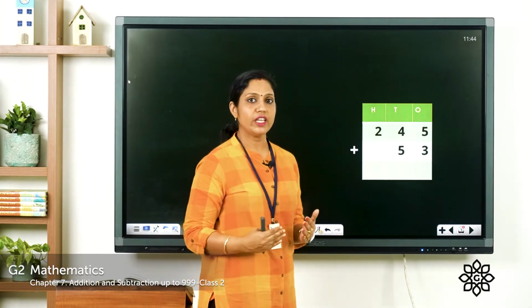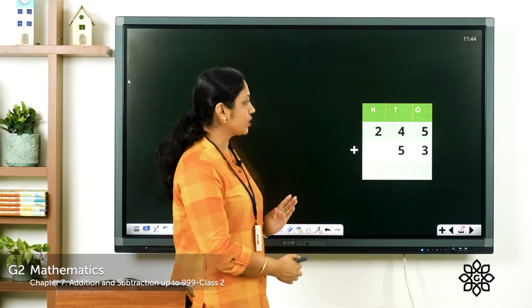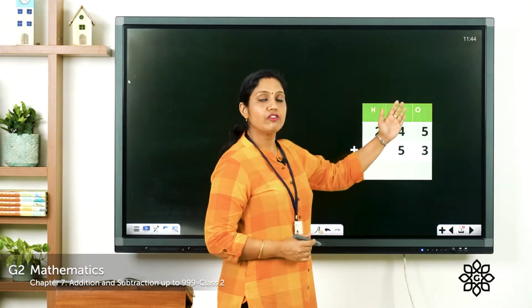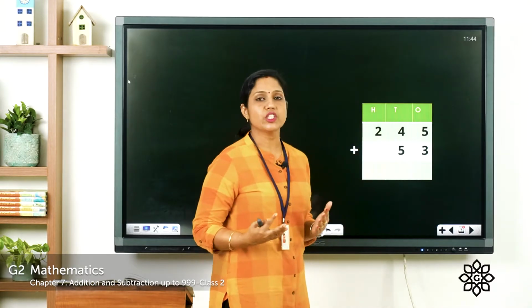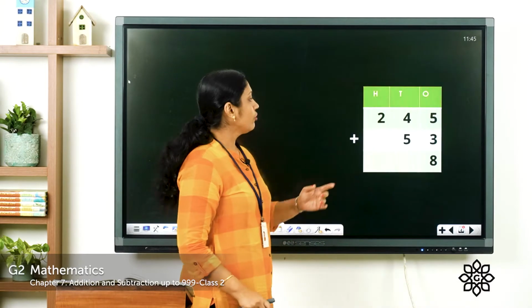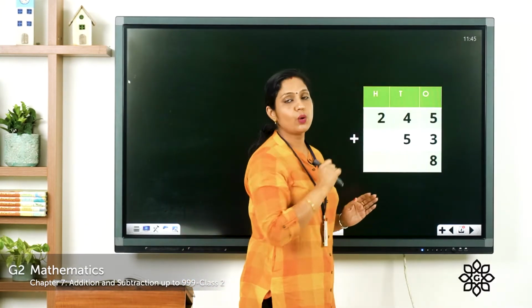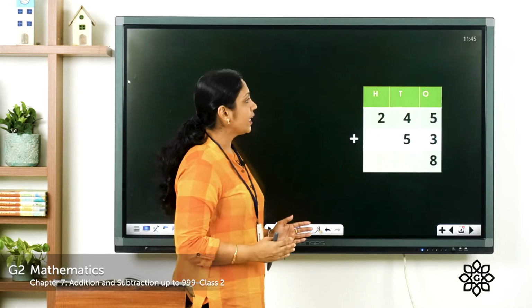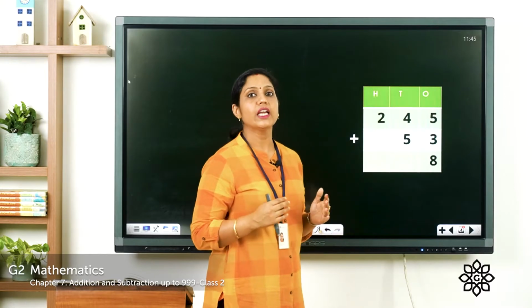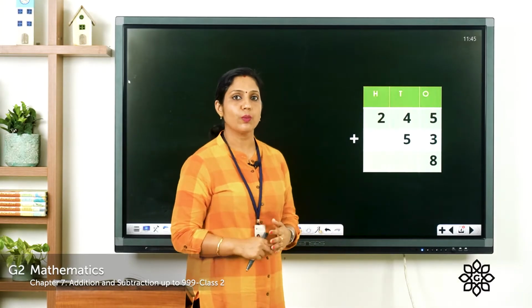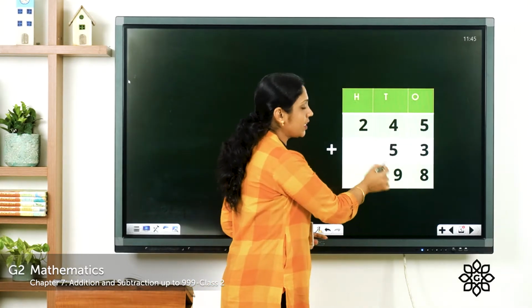So whenever we add, first we have to add the numbers which are there in the ones position. So here we have 5 plus 3 in the ones position. So how much is it? 5 plus 3 is equal to 8. So write it under the ones position itself. And then we'll move on to the tens position. Here we have 4 plus 5 in the tens position. So how much is 4 plus 5? It is 9. So write that 9 under the tens position.